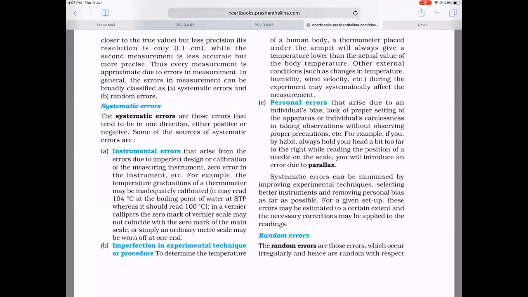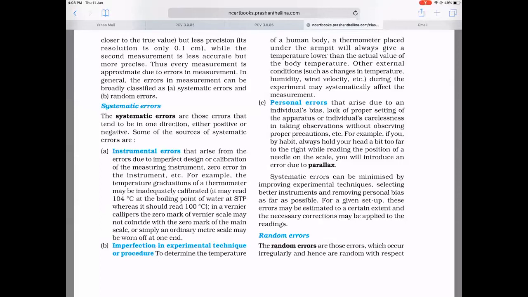They'll always be there. What kind of errors can be systematic errors? One is in your instrument itself. Suppose we are trying to find out the boiling point of water, which should be at 100 degrees centigrade, and on your thermometer it is marked 104 or 102 or something. Every time you take a data, every time you make a measurement, you will be writing it as 102. You will not be writing it as 100. So that is an error which is happening in the instrument. That is called an instrument error.